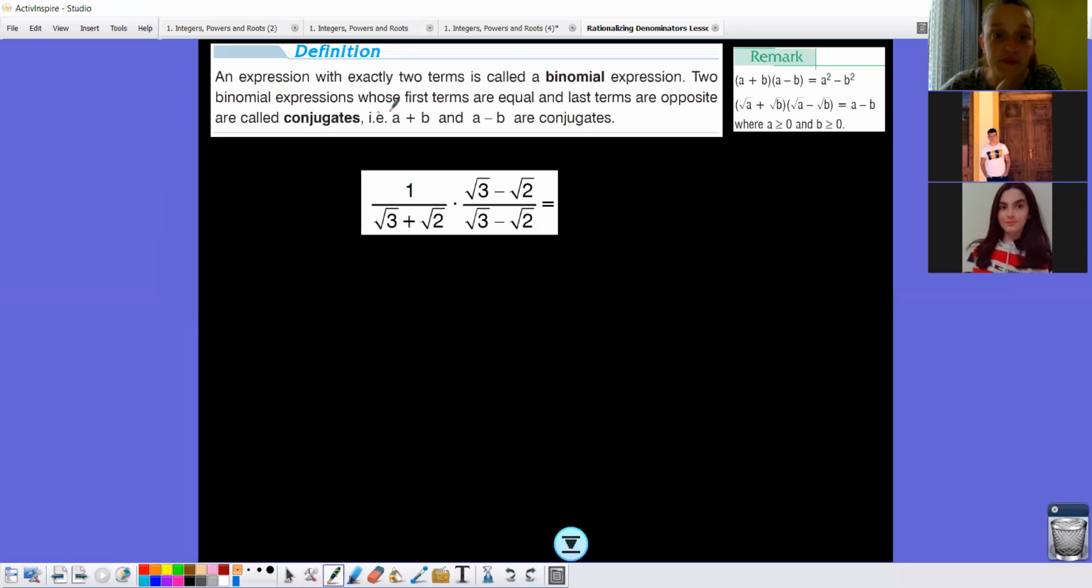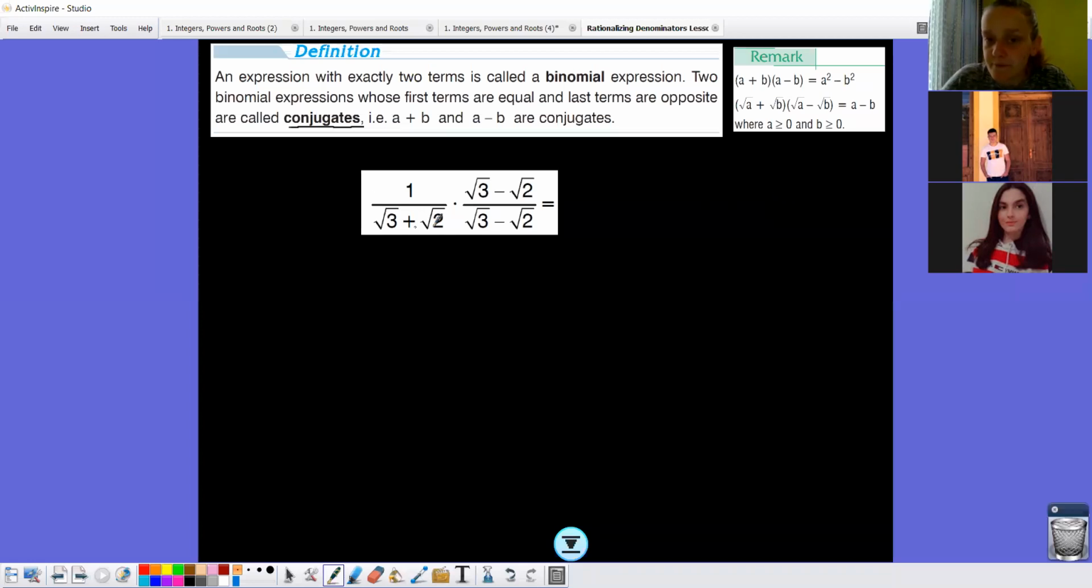Two expressions whose first terms are equal and last terms are opposite are called conjugates. Like a plus b and a minus b are called conjugates, okay? A minus b is the conjugate of a plus b, or a plus b is the conjugate of a minus b. You can write this definition to know what conjugate means, because you will see conjugates in some questions in math after this. It will be written conjugate.